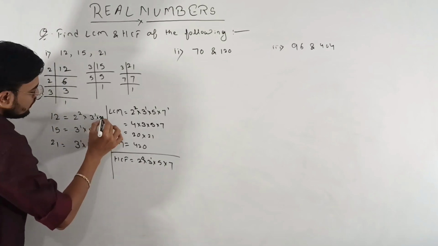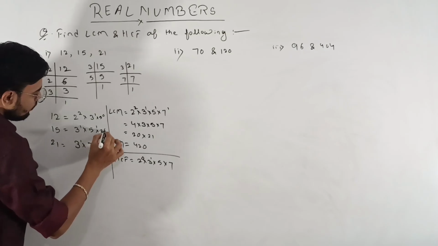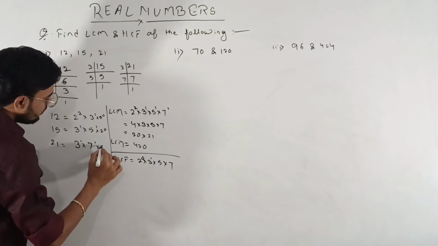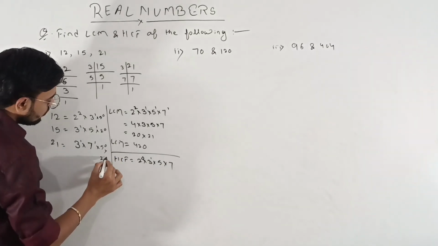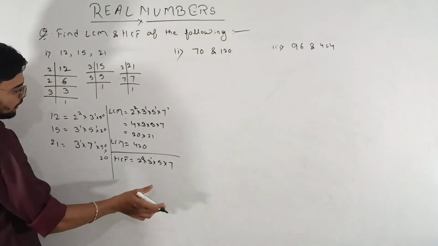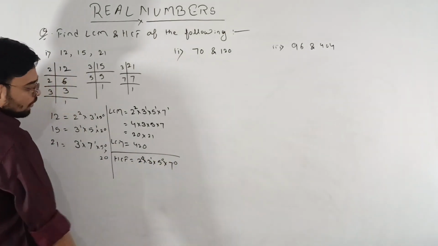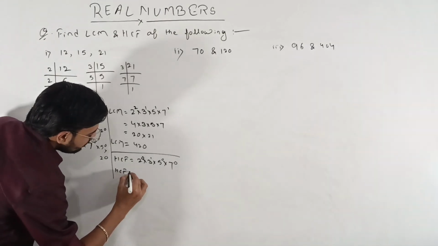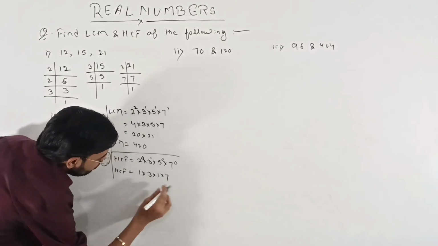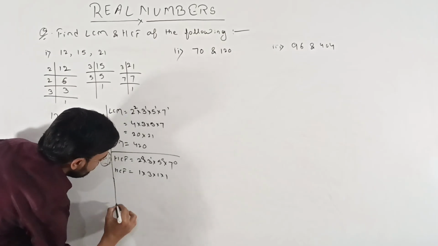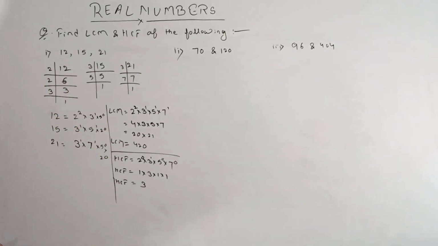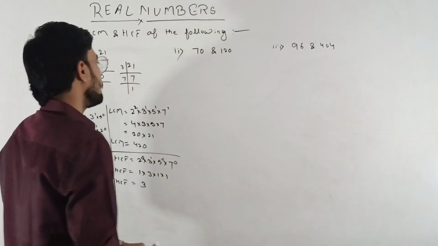Why 0? Look, there is 5 to the power 0 and 2 to the power 0. Write it. Now for 5, the smallest power is 0. 7 is also 0. Then HCF equals 1 into 3 into 1 into 1. Then our HCF is equal to 3. HCF is 3 and LCM is 420.